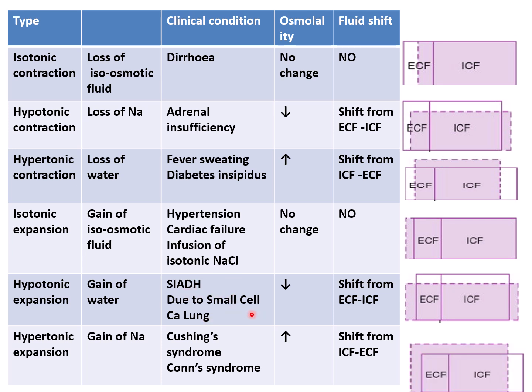The last one is hypertonic expansion, where there is gain of sodium, mainly seen in Cushing syndrome and Conn syndrome. So there is increased aldosterone and increased glucocorticoids, which will reabsorb sodium. So plasma sodium concentration is high, osmolarity is increased. When ECF osmolarity is increased, fluid shifts from intracellular compartment to extracellular compartment.